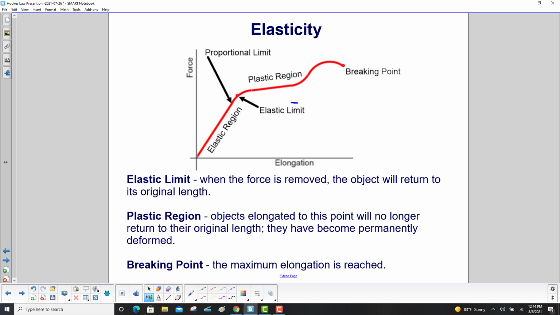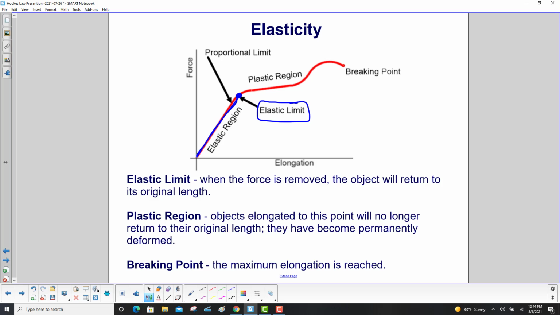The elastic limit, which is right over here, is the point up to which, when the force is removed, the object will still return to its original length. So all the way up to there, as you apply a force right up to the elastic limit, the object will go back to its original length.